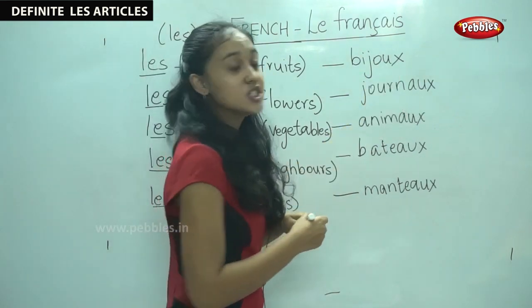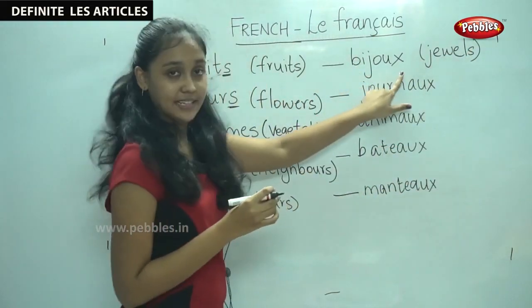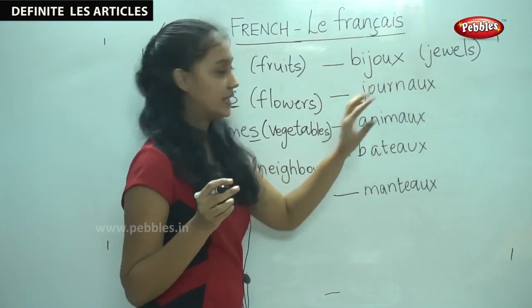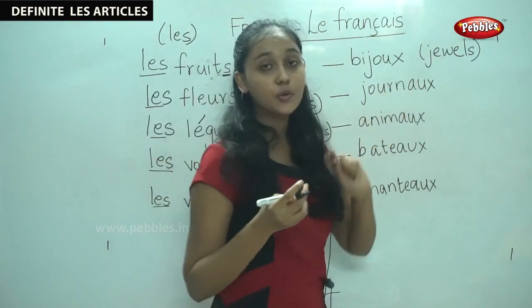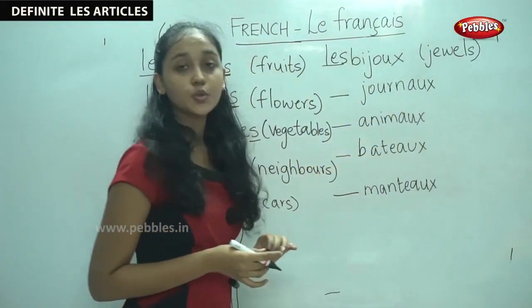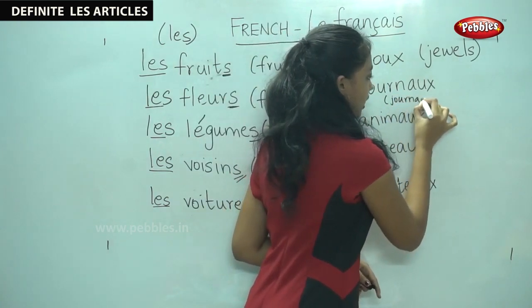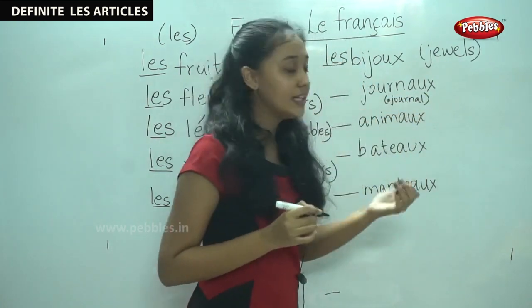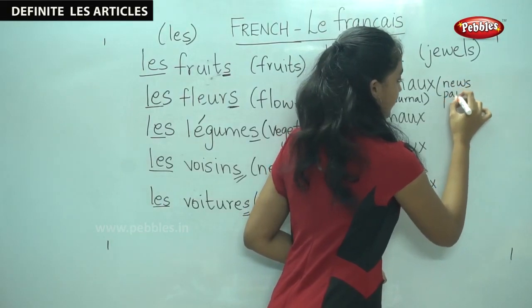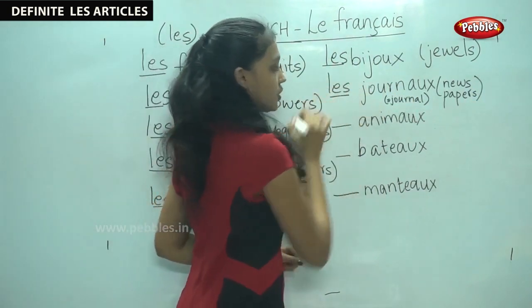Bijou. This means jewel. Notice that there is no S at the end. However, there are some words which end with AL or something similar, and they take UX in the plural form. So, les bijoux. Here, this word is journaux. It is the plural of the singular word journal. Journal is in the singular form. In the plural, it becomes journaux. It means newspaper. So, since it is in the plural form, you say les journaux.